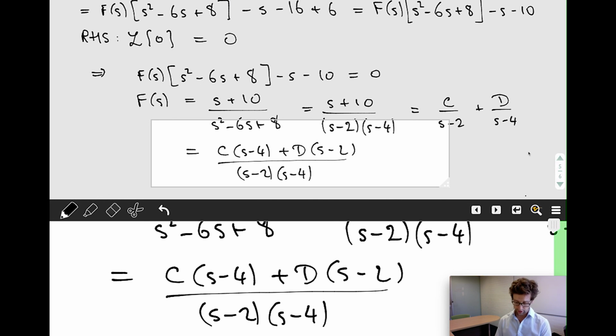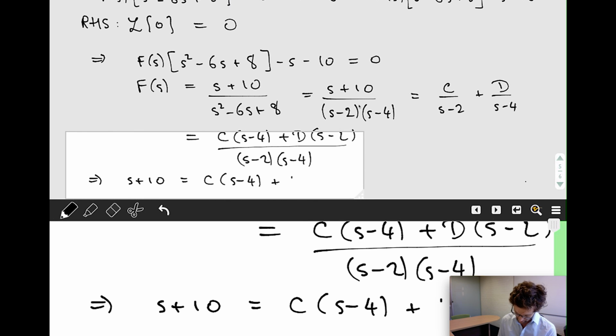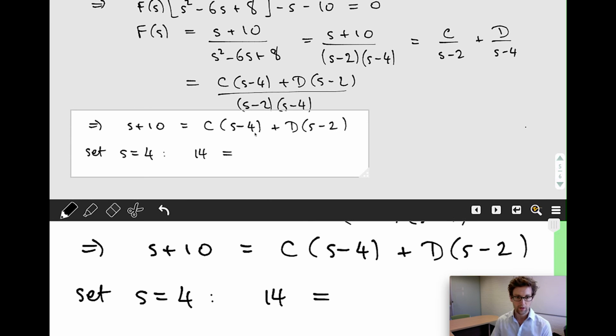So matching the numerators, you see that this numerator here has to be equal to this expression here. So that's going to imply that s plus 10 has to be equal to C times s minus 4 plus D times s minus 2. And I can select values of s. So let's set s equal to 4, for example. That's going to give me 4 plus 10, which is 14, equal to C times 4 minus 4, which is 0, and D times 4 minus 2, which is 2. So that gives me D is equal to 7.